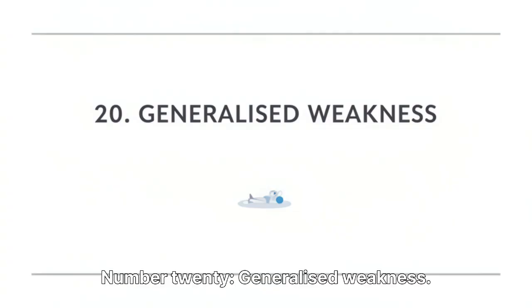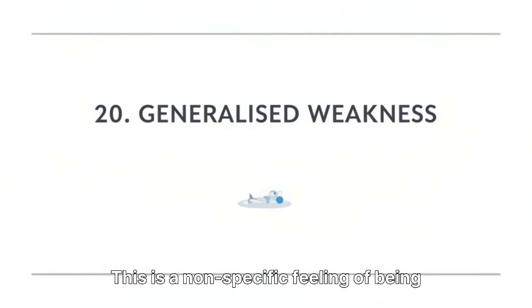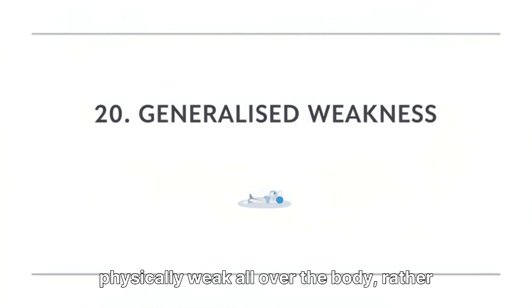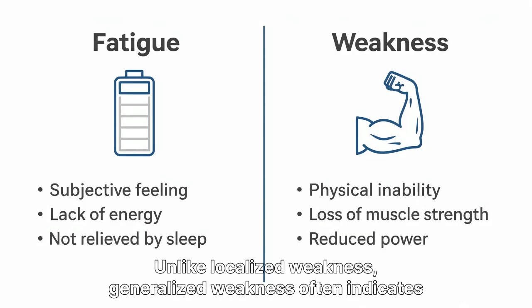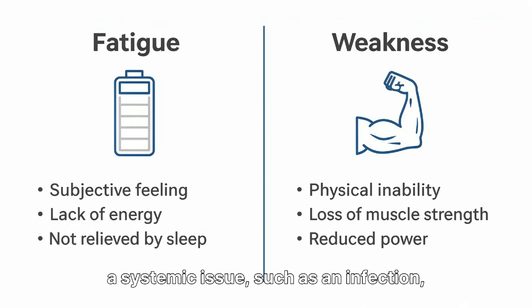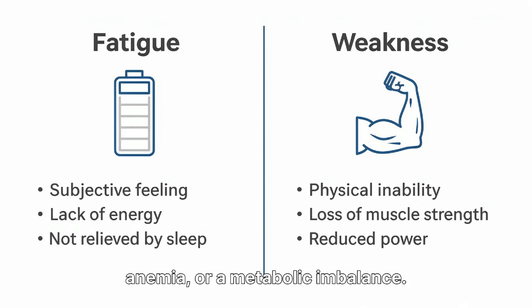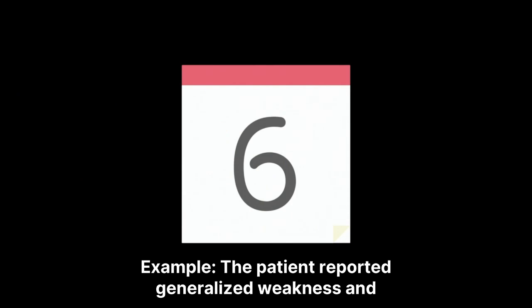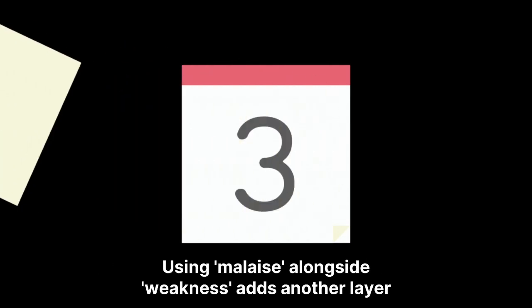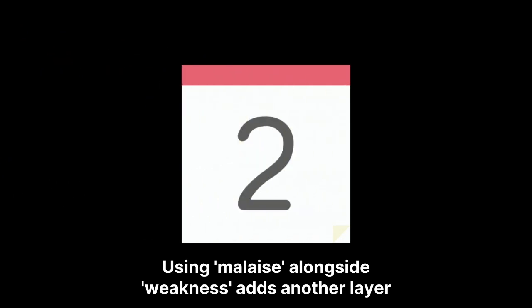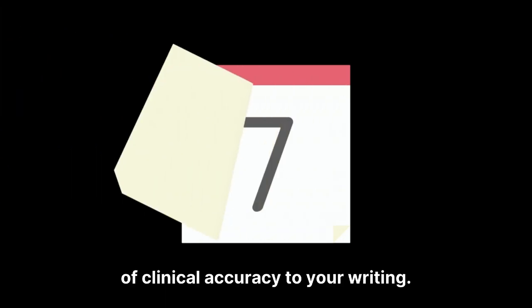Number 20, generalized weakness. This is a non-specific feeling of being physically weak all over the body, rather than in one specific limb or muscle group. Unlike localized weakness, generalized weakness often indicates a systemic issue, such as an infection, anemia, or a metabolic imbalance. It is important to ask the patient how long this has been occurring. Example, the patient reported generalized weakness and malaise that has worsened over the past week. Using malaise alongside weakness adds another layer of clinical accuracy to your writing.